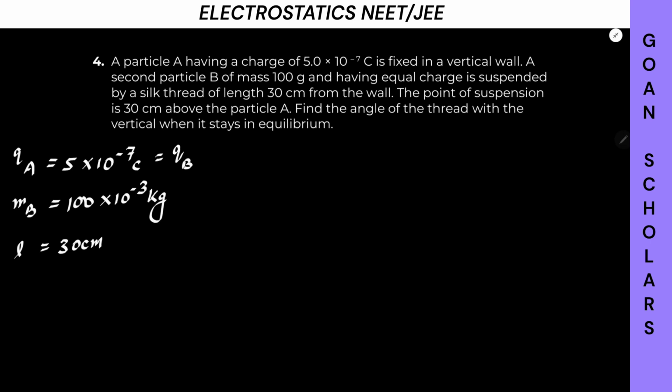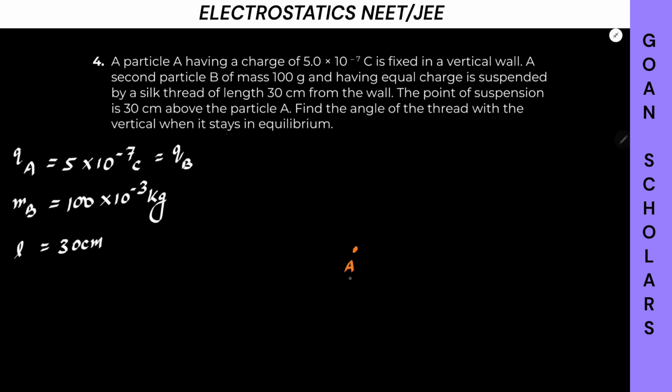Okay, the point of suspension is 30 centimeter above the particle A. So let's try to draw the diagram. Let's say this is our particle A. Pay attention to the diagram because it will help you to understand the question in a better way.